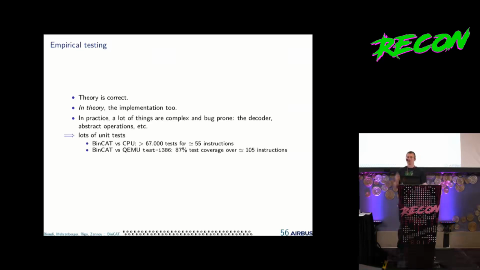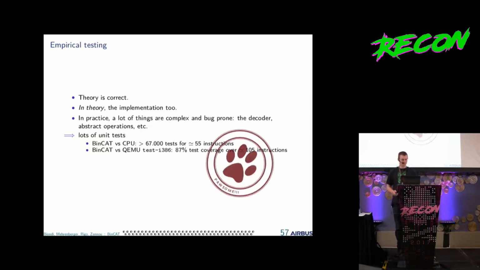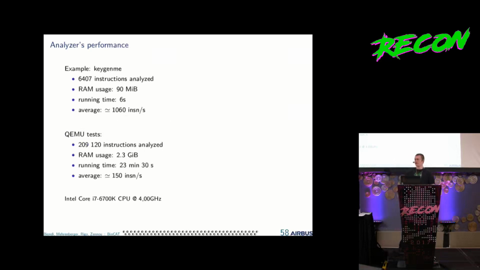And we also run BinCAT over the QEMU test binary that is used by QEMU to verify that the way they implement the instructions is correct versus the CPU. So we use that, and that's pretty cool. So you may wonder how fast the analyzer is. On the toy example that I showed before, the Kijinmi, it takes 6 seconds and 80 megabytes of RAM. That's about 1,000 instructions per second. And on the QEMU test binary, which is way more complex, we got more than 200,000 instructions, a little bit more than 2 gigabytes of RAM, in 23 minutes.